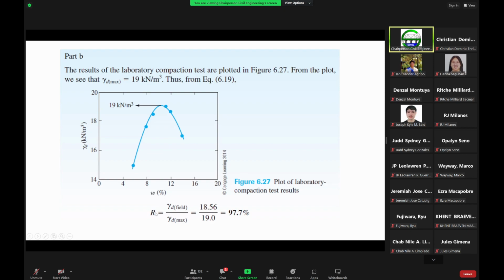Then to determine the relative compaction, which is the dry unit weight in the field over the maximum dry unit weight as determined in the lab, that gives you 97.7%. So if the client prescribed that you achieve at least 95% or at least 90%, then that means you have done a good job, because you have achieved 97.7%.